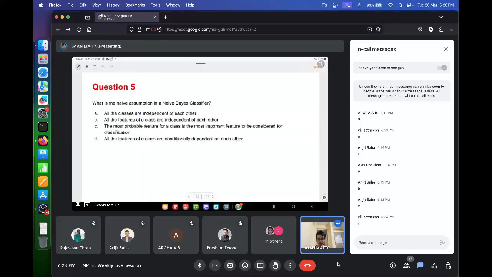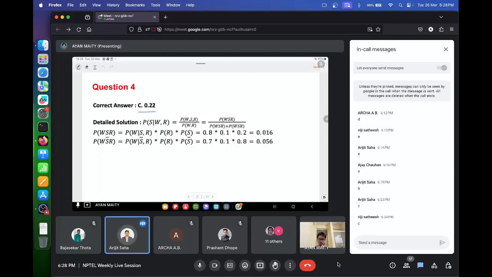Question 5, what is the naive assumption? Sir, as we know the Bayes rule, probability of A given B equals probability of B given A into probability of A divided by probability of B. So how do you derive this in this problem with two given things? We have to find out probability of s given w comma r.